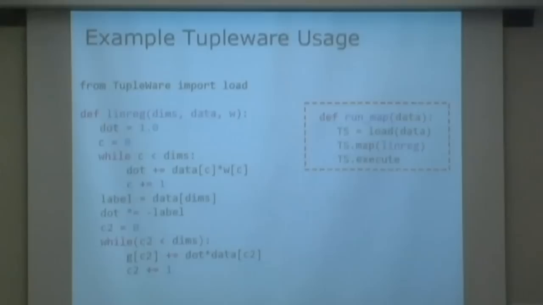So this is an example usage for TupleWare. Don't worry too much about the implementation of linear regression. It's basically just a standard algorithm that we would expect a user to write for TupleWare. But the box in red is how the user would interface with TupleWare itself. First, you load your data, then you define a workflow, which in this case is very simple. It's just map. And then you call execute to get the whole thing running.